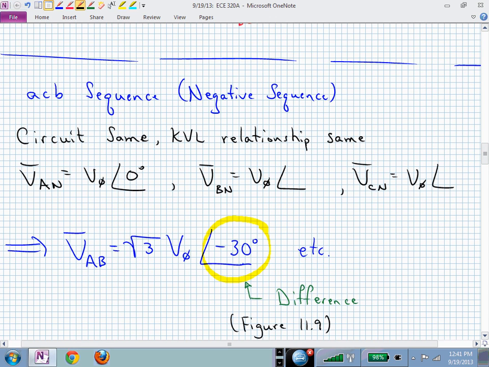If you looked at the ACB sequence, the circuit is the same. It's still Y connected. Your KVL equation is still the same. It's just now you use what for your phasor values for the different phase voltages. What's the angle on V sub BN?